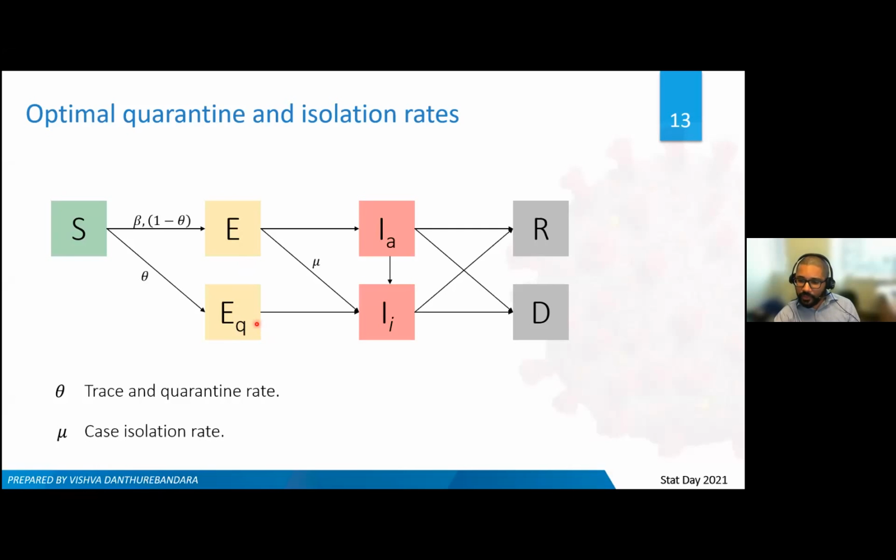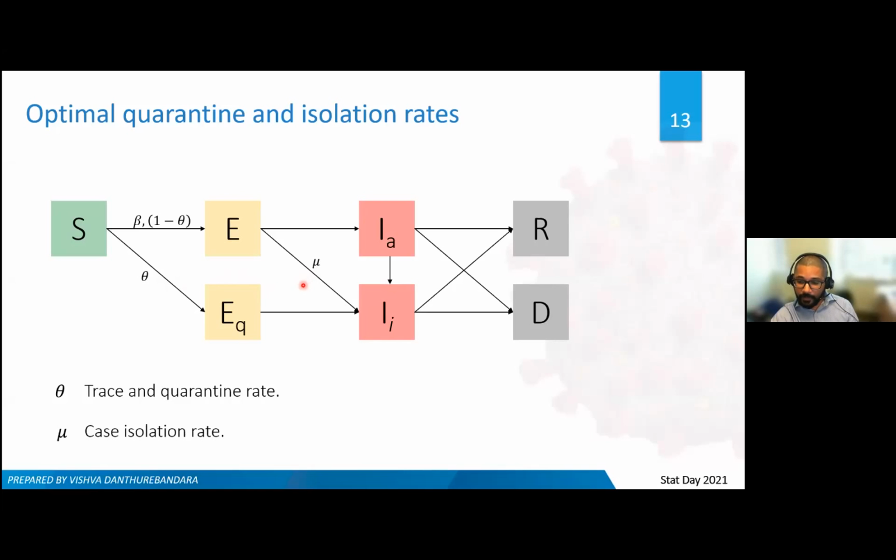And this is a new compartment. We have everybody who were close contacts of a non-infected case. In other words, those are the close contacts that were successfully traced and quarantined. The rate at which a susceptible person becomes an exposed quarantined person is the quarantine rate, right? We also have two infectious compartments here. The quarantined individuals will move to this compartment, infected, isolated, eventually. They are already detected, right?